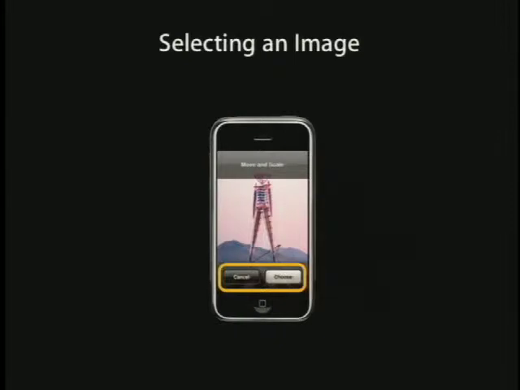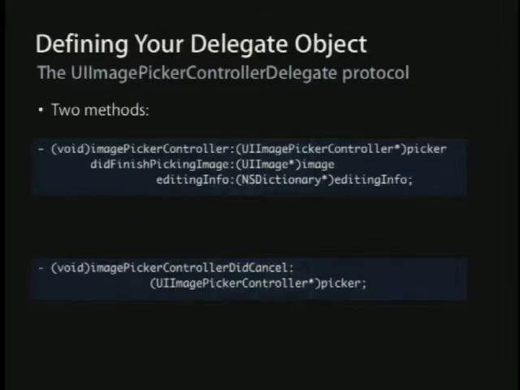Or you can get the whole thing and do something else with it. All right, so in your delegate object, you're going to have two methods that you can implement. And that's, as I said, defined by the UI image picker controller delegate protocol. Things get a little bit long and wordy, but there you are.